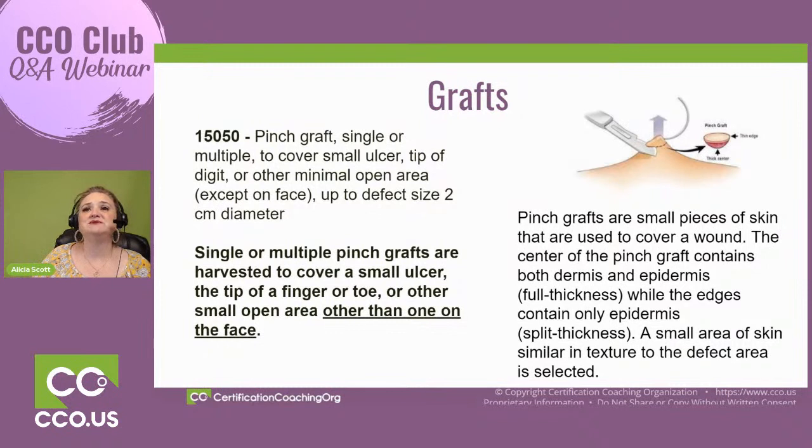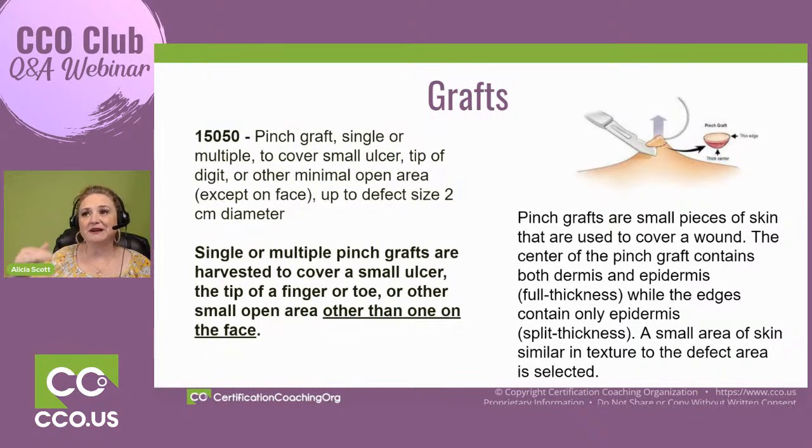And then it says up to defect size 2 centimeters diameter. And usually it's the other way around, but this is up to 2 centimeters. So again, these are itty bitty tiny little areas that they're grafting. Important to note, single or multiple, and other than the face. Now, this is a description that came from Find a Code. We use them exclusively as our encoder because they are so educational based, and I like the descriptions that they put in there. It helps me understand.